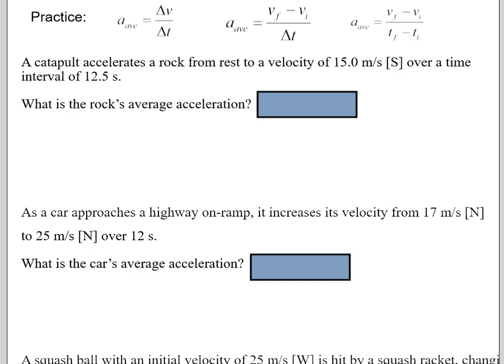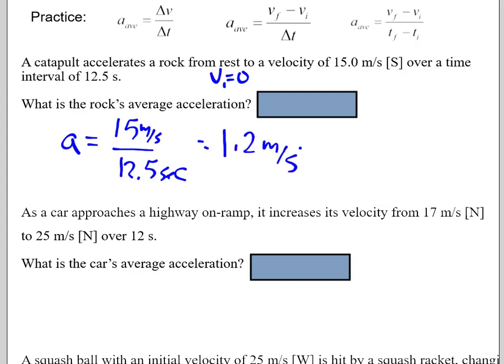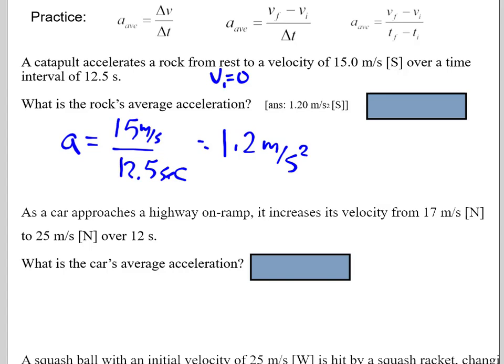Okay, let's have a quick look now. We're all back. A catapult accelerates a rock from rest. From rest means something: our initial velocity is 0, to a velocity of 15 meters per second over a time interval of 12.5 seconds. So if we look at our average acceleration, we have a change of 15 meters per second happening in 12.5 seconds. We do that quick division, 15 divided by 12.5, and we get 1.2 meters per second squared.